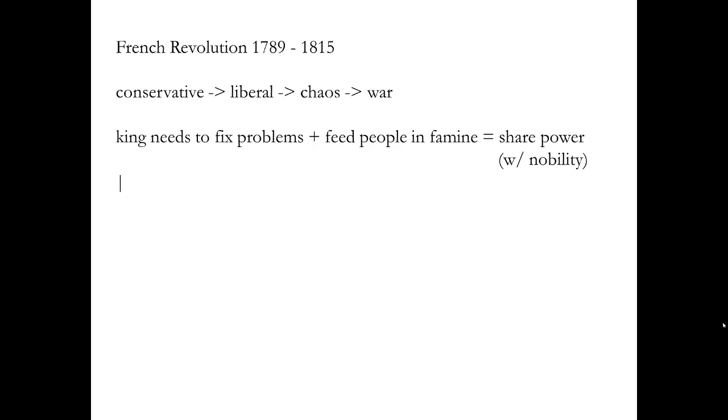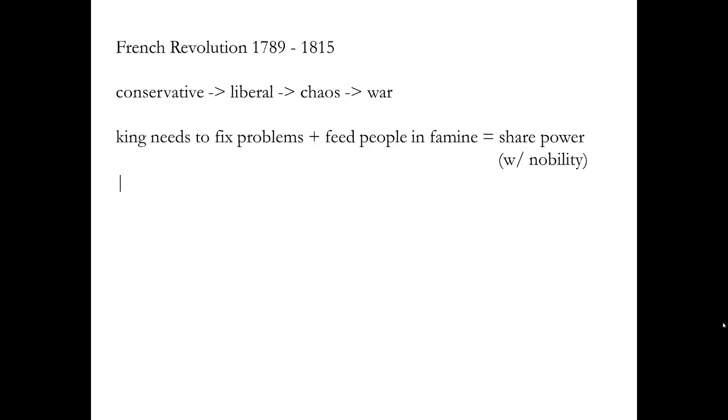So, the French Revolution gets more radical from 1789 to 1815. So it's longer than the American Revolution. It starts conservative. The king needs to fix the problems and feed people in a famine. Fair enough, right? We think the same thing. The king, the government, needs to help people in trouble. Okay. That's very conservative. And if he can't do it, he's got to share power. If he can't do it on his own, which he apparently can't in 1789, he's got to share the power.